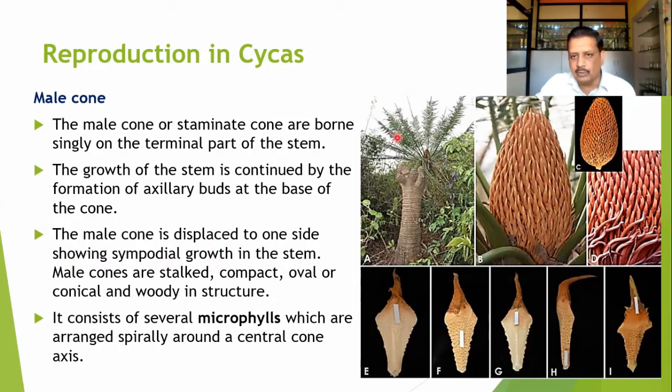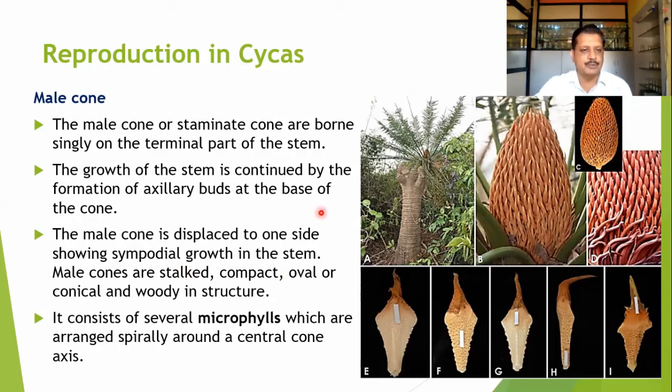So sympodial growth is the typical character of these cycads, where you can find the terminal portion is made up of the male cone, and this can be displaced towards one side, showing the sympodial type of growth, so that the apical meristem continues to grow in terms of axillary buds or other buds. So it is a slight movement of the male cone towards one side.